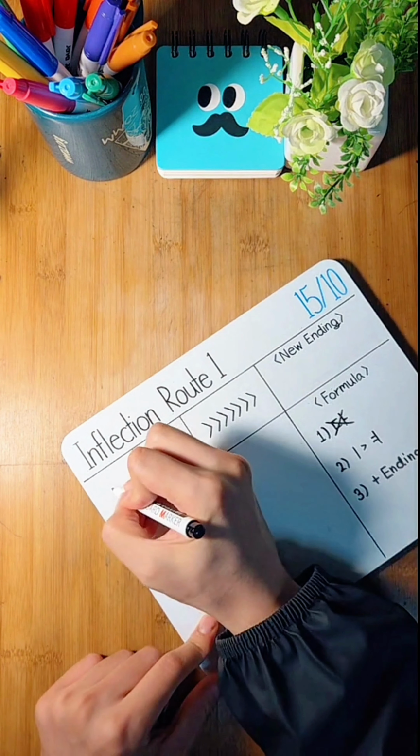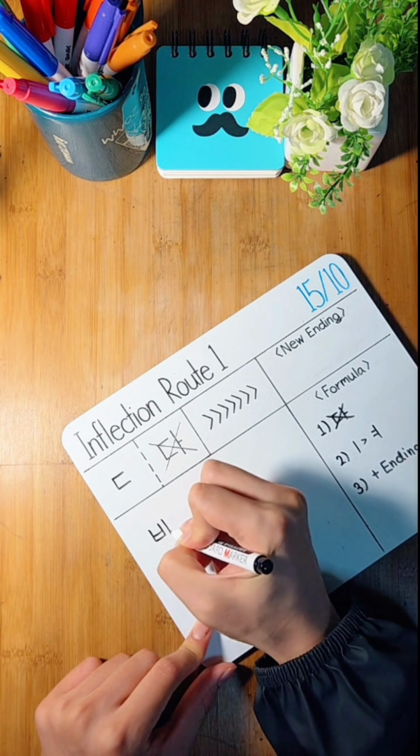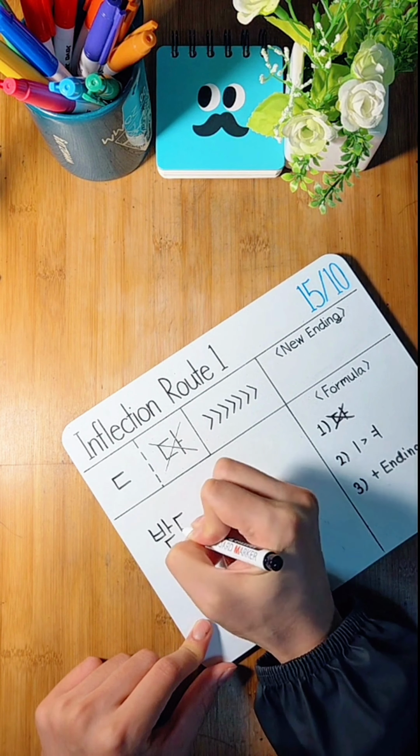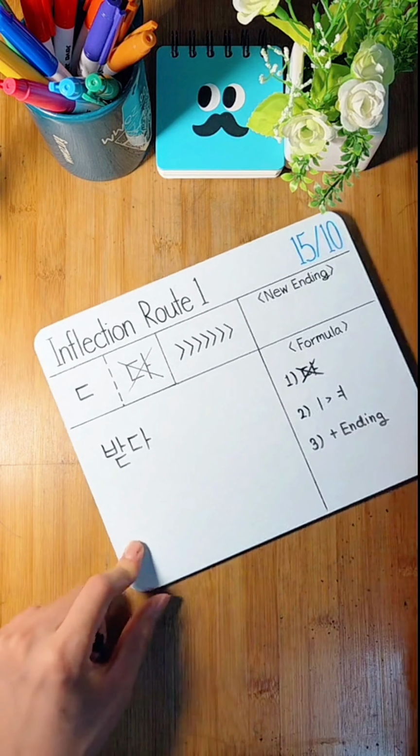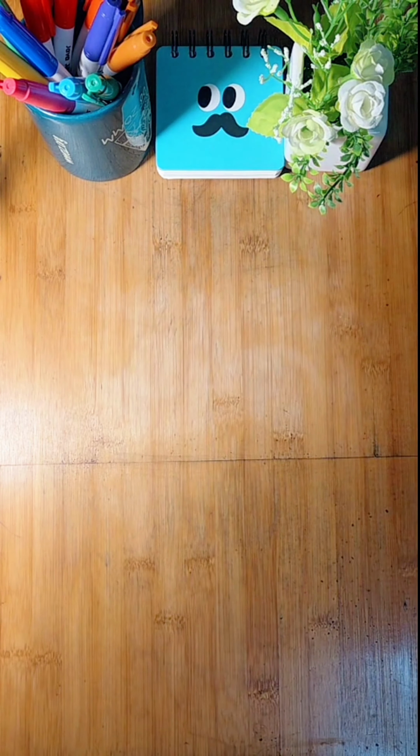Okay, so we have a situation where a display form ends with the D consonant once ta is removed, right? Okay, so once again, inflection route number 2.